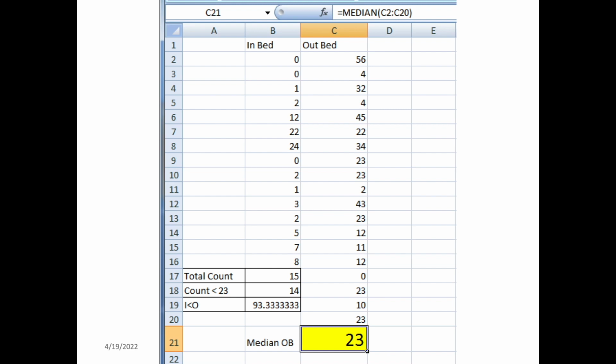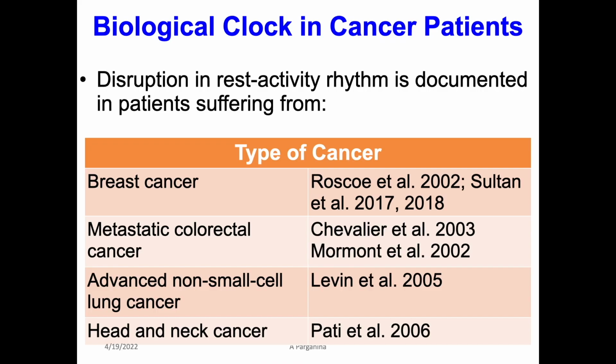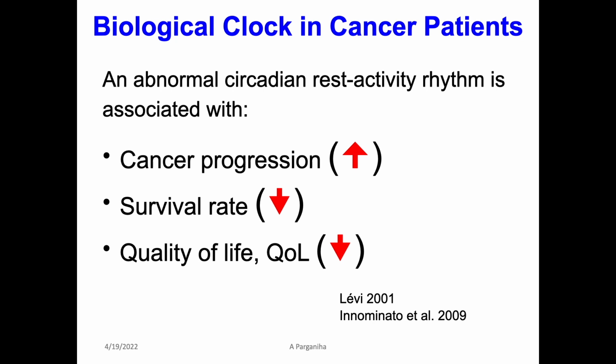If there is a reduction in the dichotomy index, it will indicate that there is some problem with the rest activity. We know that in cancer patients there is a disruption of the rest activity rhythm, and it has been documented in patients suffering from breast cancer, metastatic colorectal cancer, advanced non-small cell lung cancer, and head and neck cancer. If there is disruption in the rest activity, this abnormal or disrupted circadian rest activity rhythm is associated with higher progression of the cancer.